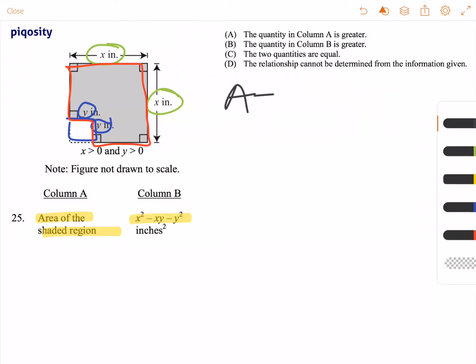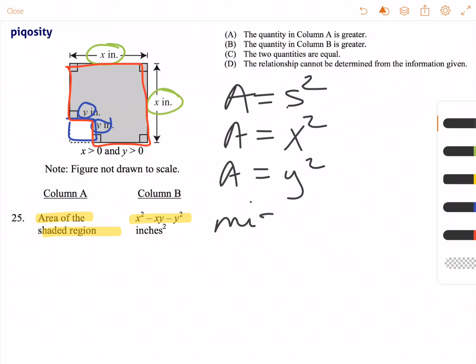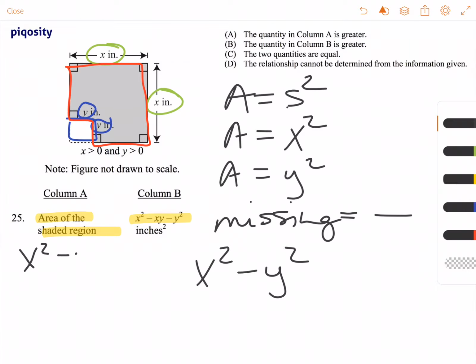Now, the area of a square is s squared, or side squared. So in this case, it's x squared. Then we have to take out this missing chunk, or this smaller square of y squared. And remember that word missing that I used. Missing is the same thing as saying subtraction. So then we can say x squared, which is the larger square, minus y squared. So x squared minus y squared is the value of the area of this shaded region.